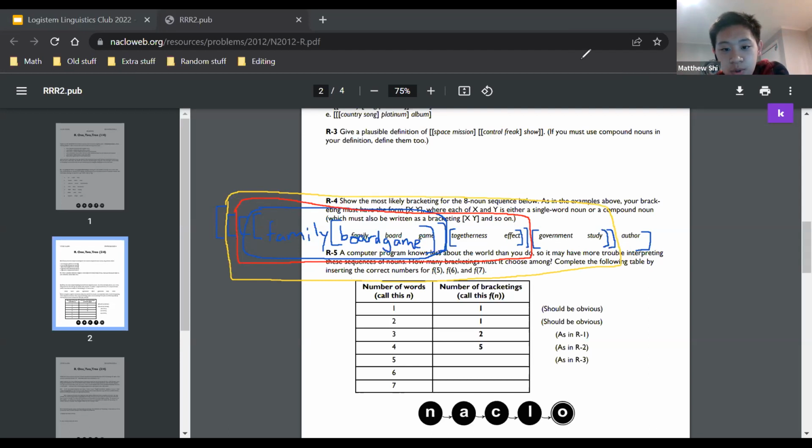And then, of course, the last one is author. So the author, the person who's doing this government study on board games and family and the effect of being together and all that stuff. So I hope you understand. If you don't understand, feel free to say something in chat. If there's no questions, I'm going to move on to the next question.